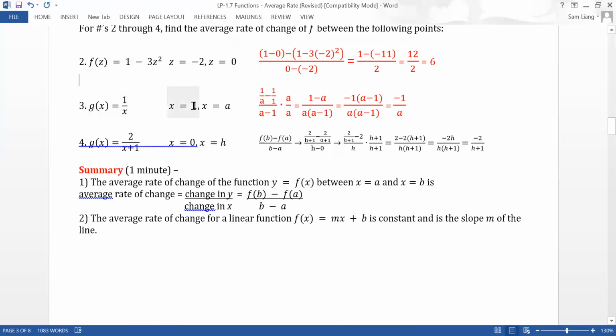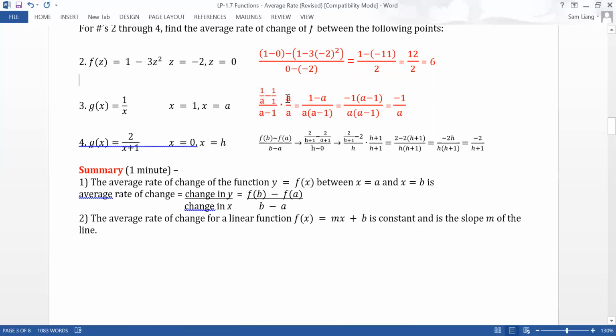So we have x equals 1 and x equals a. So it'll be 1/a, right? Evaluate the ending point first. So 1/a minus 1, divided by the difference, a minus 1. Okay. To get rid of the denominator, I'm going to multiply by the LCD, lowest common denominator, which is just a here, right? So a over a.